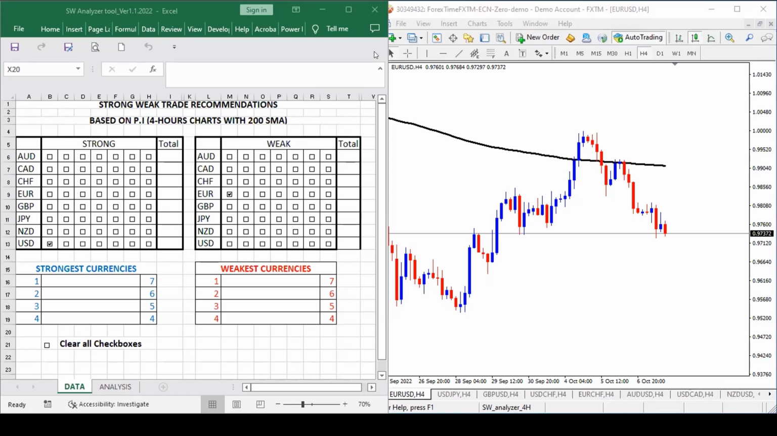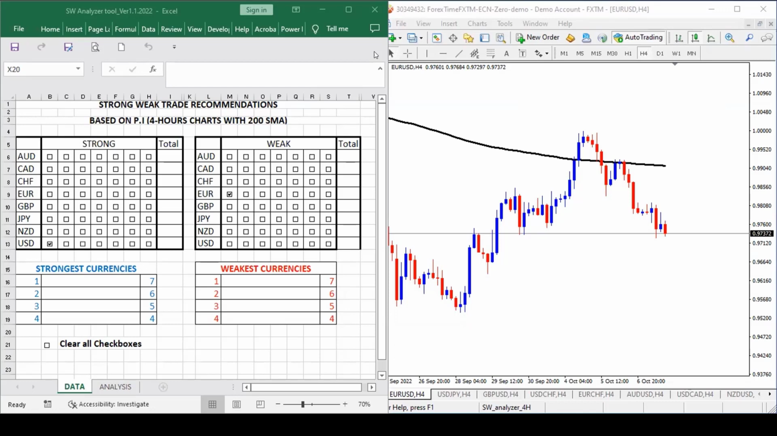Yes, you can use it on a daily basis. However, if you use it on a daily basis, remember the day candle closes a lot slower than the 4-hour candle. So the signals that the daily candle will give you may work better on a weekly time frame or a monthly time frame if you're now going to actually execute the trade.